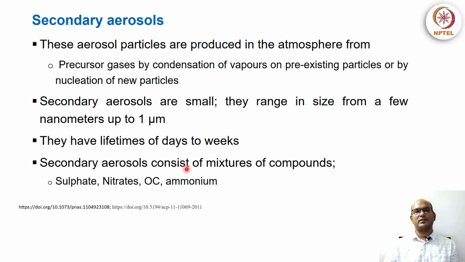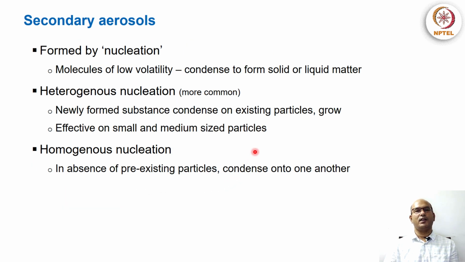These secondary aerosols again can consist of a mixture of compounds such as sulfates, nitrates, organic carbon and ammonium. As we mentioned, they are formed by nucleation, which involves molecules of low volatility, which means they will condense to form solid or liquid matter. The process of this formation can be through heterogeneous nucleation, which is a more common process. Heterogeneous nucleation means our newly formed substance is condensing on an existing small particle generally.